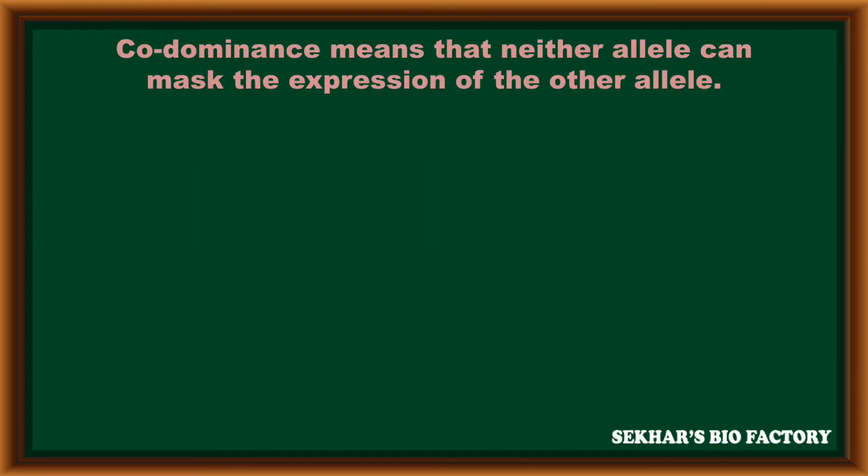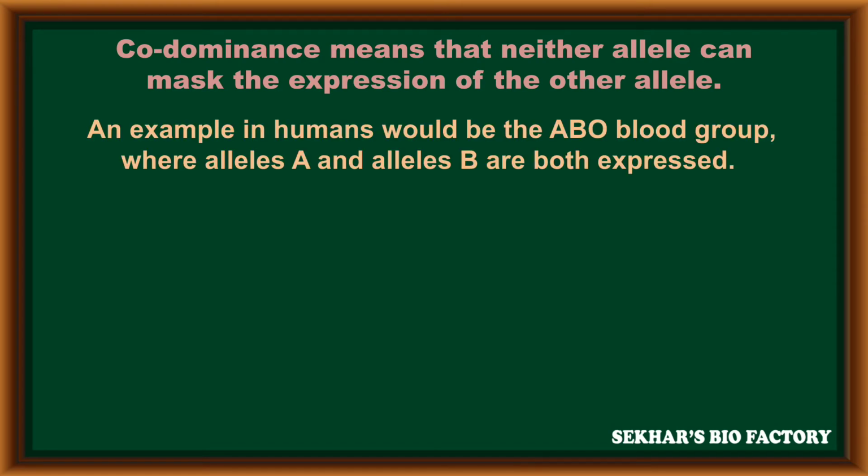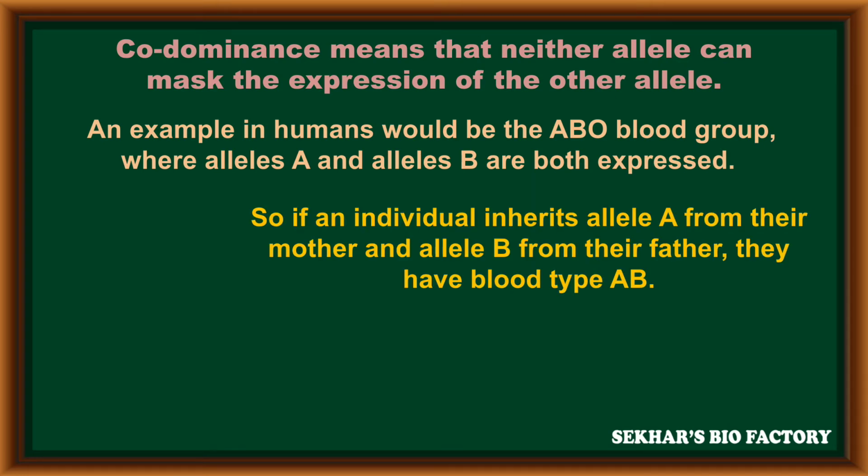Codominance means that neither allele can mask the expression of another allele. An example in humans is the ABO blood group, where allele A and allele B are both expressed in the AB blood group. So, if an individual inherits allele A from their mother and allele B from their father, they have blood group AB. That is an example of codominance.